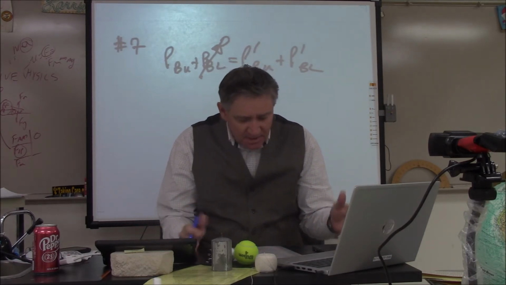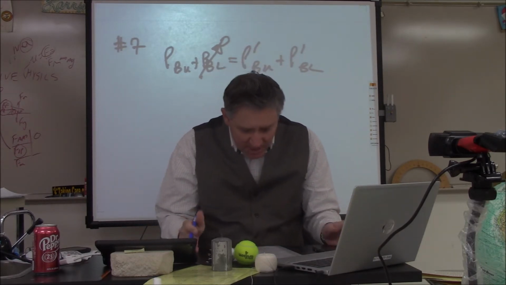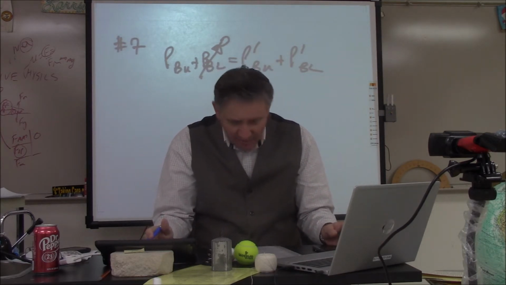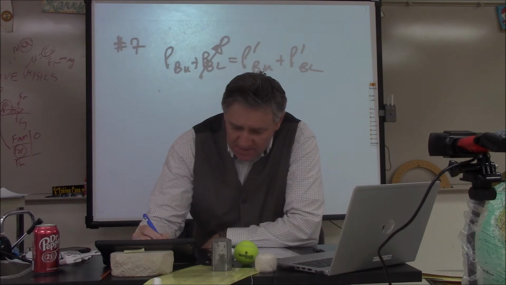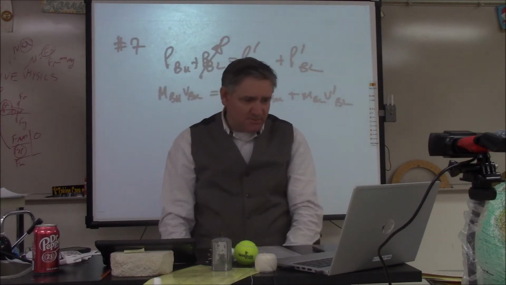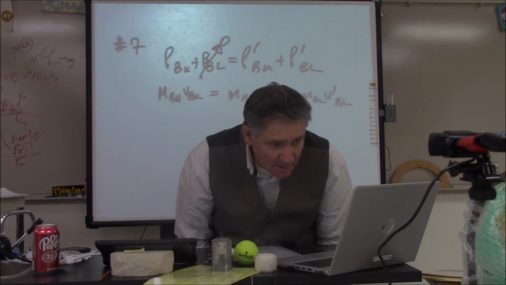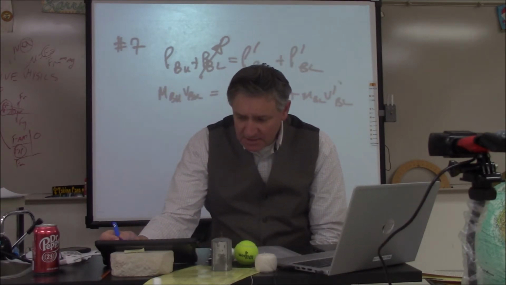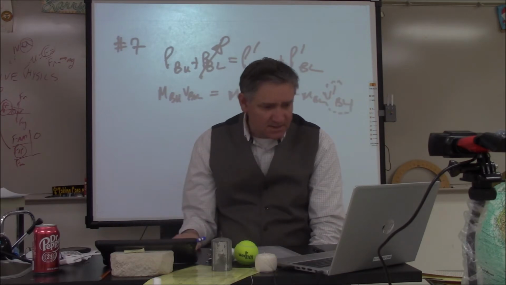Now, what you'll see on number 7 is that the bullet slows down. The bullet goes from 475 meters per second down to 275 meters per second. So this is going to be the mass of the bullet times the velocity of the bullet, the mass of the bullet times the new velocity of the bullet, plus the mass of the block times the new velocity of the block. So here's your setup. You know everything except for the new velocity of the block.